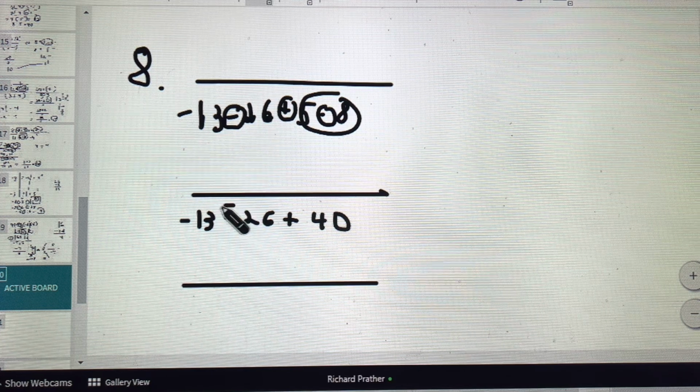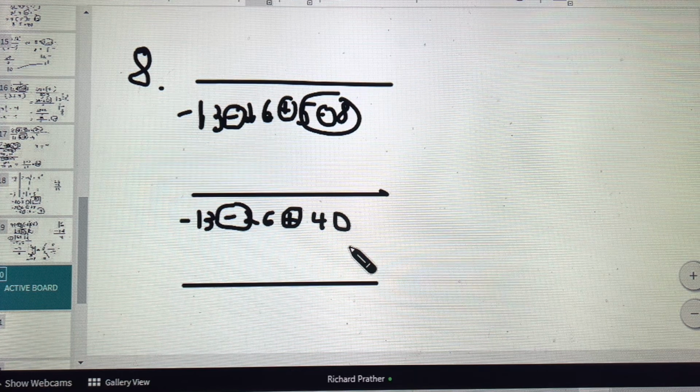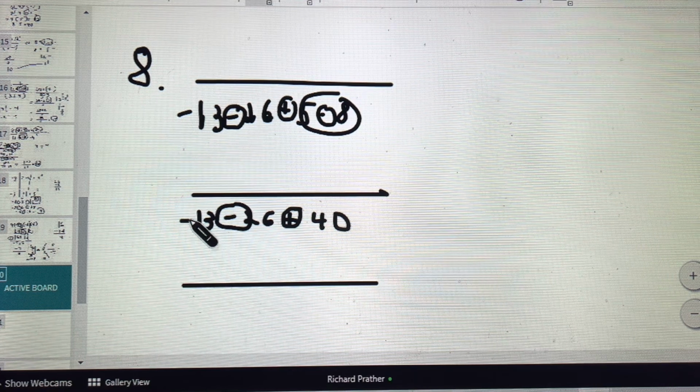So now I got to choose between subtracting or adding, and that's the same level, so you got to go left or right.